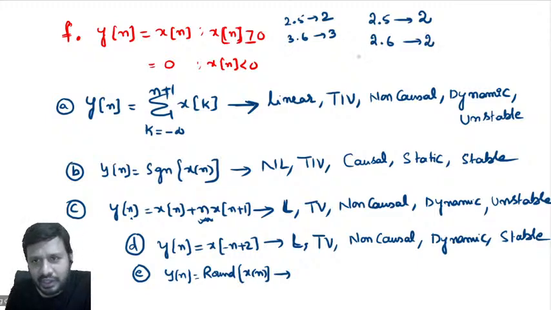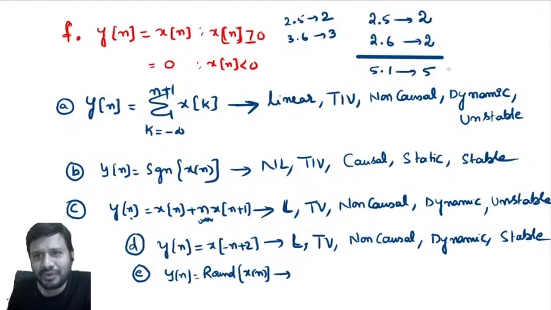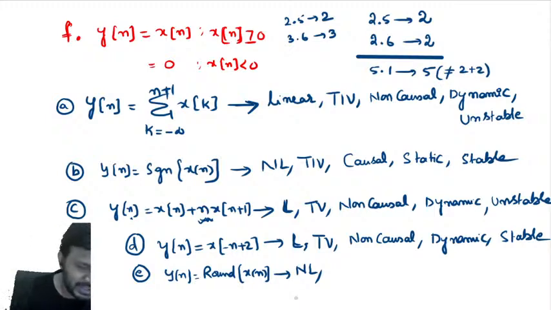Now, if I add these two, what am I going to get? 5.1. 5.1 will be rounded to 5. But this is not equal to 2 plus 2, no. So additivity is failed. Non-linear. Round of x of n is non-linear. My dear students, Jaitirtha, please observe. Arvind Reddy, it is non-linear, not linear. Additivity is failed.